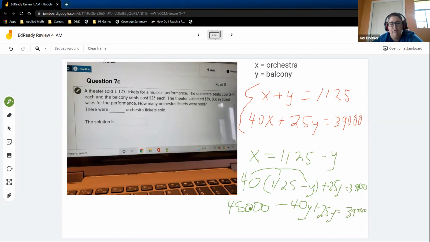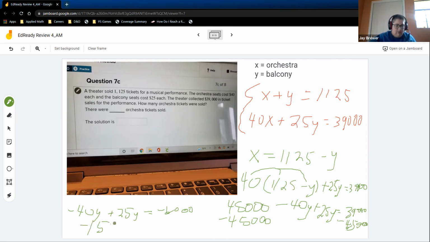This is why you should all do your work in paper and pencil on paper. All right, so we're going to subtract the 45,000. When we do that subtraction, we're going to end up with 40y plus 25y equals negative 6,000. Again, don't be afraid, because when we take our negative 40 plus our 25, we end up with negative 15y equals negative 6,000.